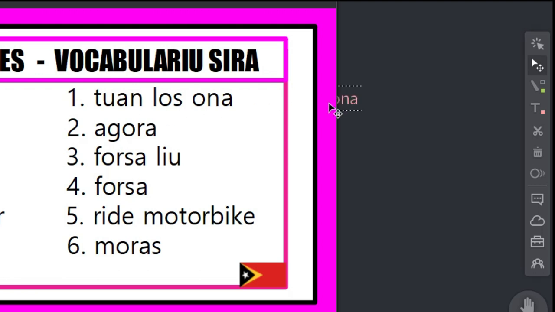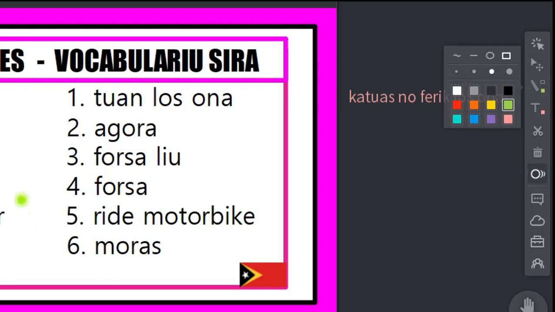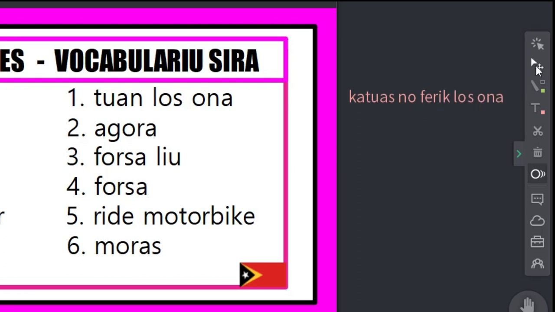Let me just drag them. I don't know what happened. I'll just put them here. So that's all guys. I hope you get it. Tuan los is actually the true meaning of very old, but if you want to say that a person is already old, you should not say tuan los ona. It's too rude. I just say katuas no very close ona, if you have a specific word about it.